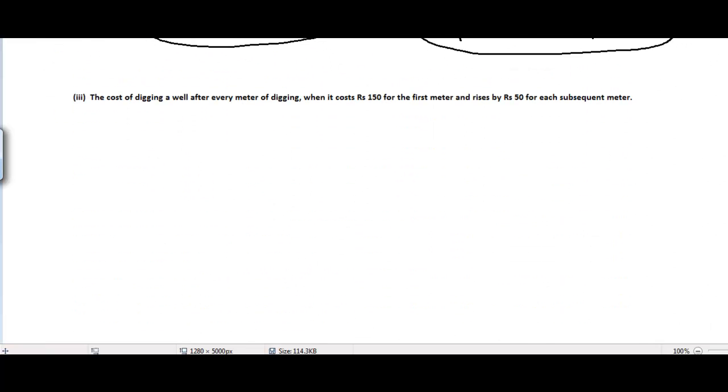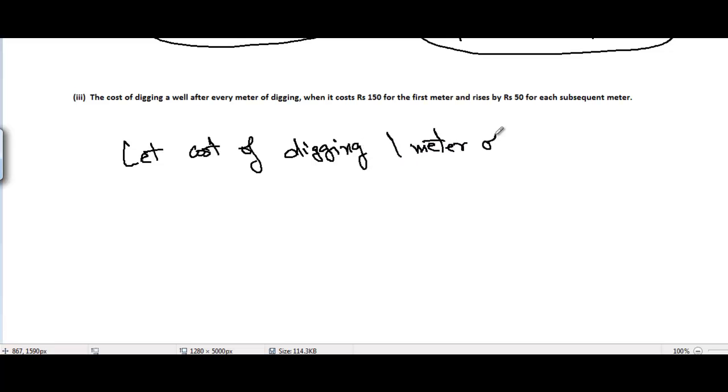Coming to the next one, the cost of digging a well after each meter of digging, when it costs rupees 150 for the first meter and rises by rupees 50 for each subsequent meter. It's actually the exact cost which is given, so we cannot say let. So I will write here, cost of digging 1 meter of well is equal to rupees 150.